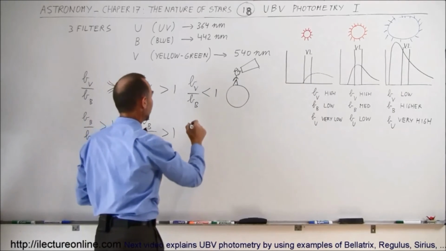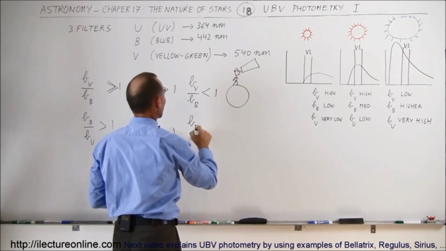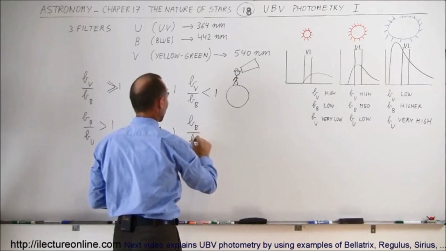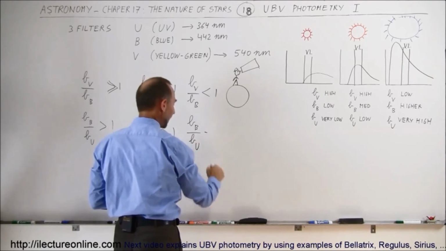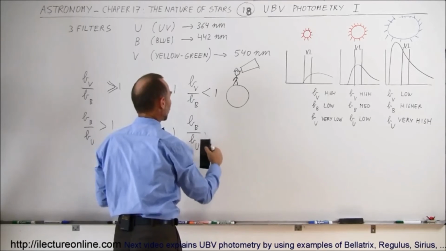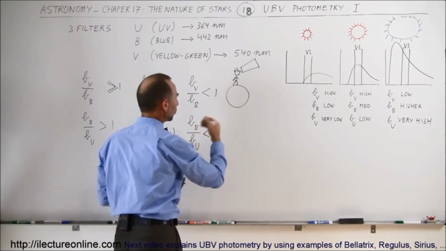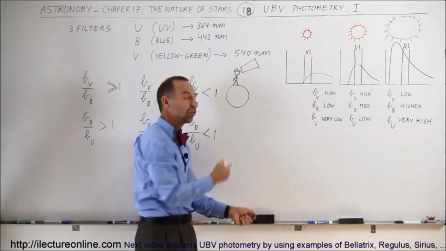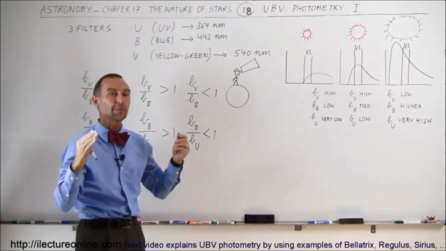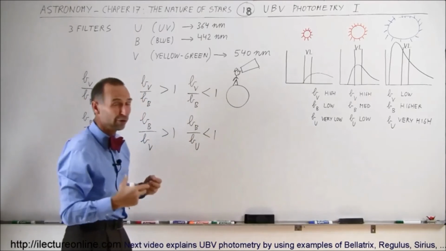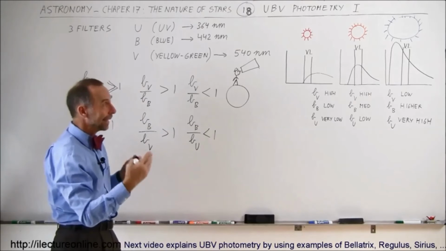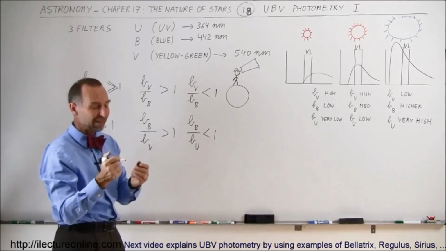And then if we compare the light coming through with the blue filter compared to the light coming through with the UV filter, again, we find out that that ratio is also less than 1, which would then indicate, if both of those ratios are less than 1, we're probably dealing with a very bright blue looking star or a very hot white star. And again, that's how we determine the exact color.